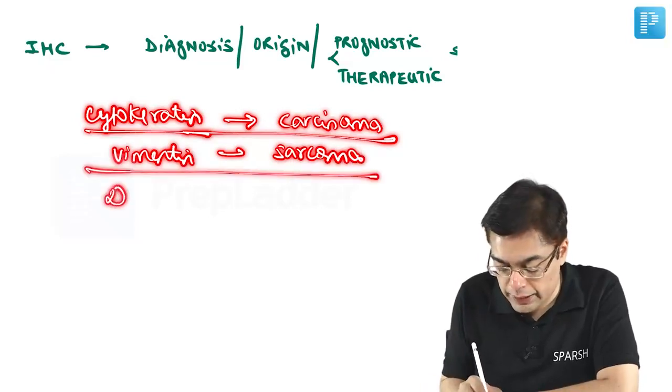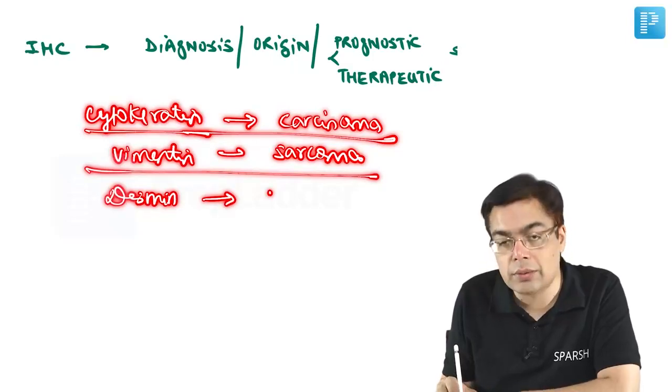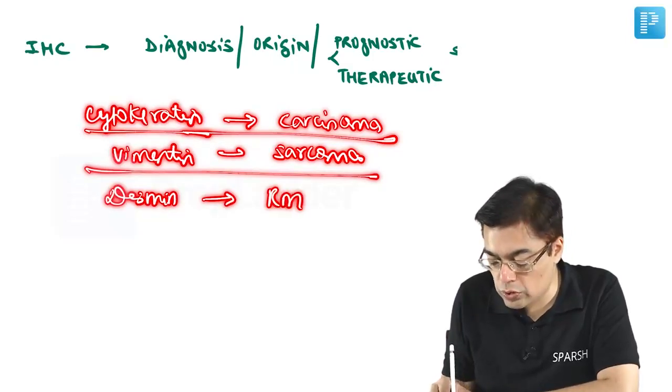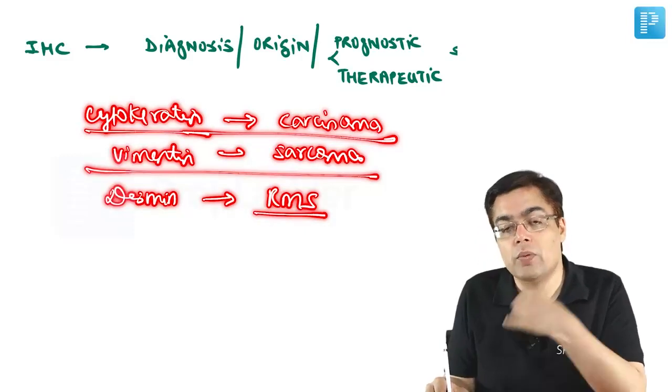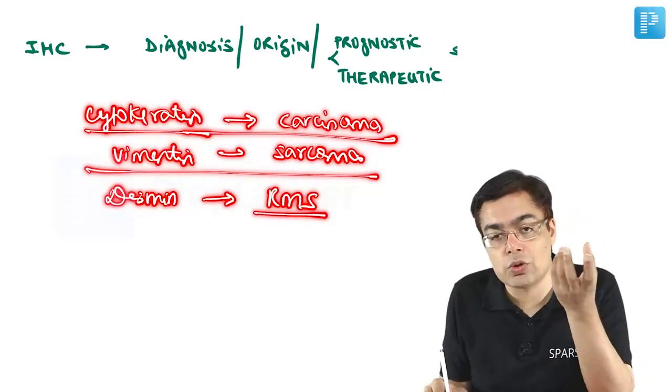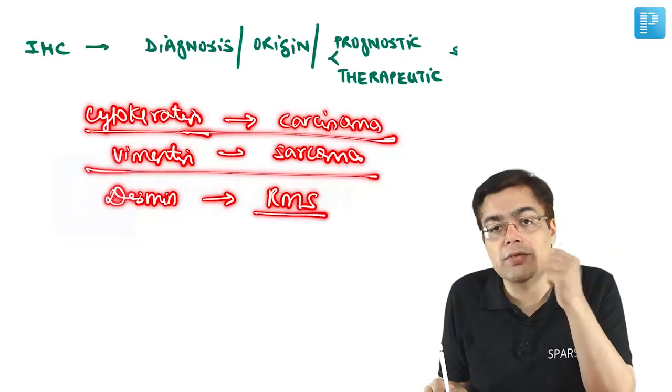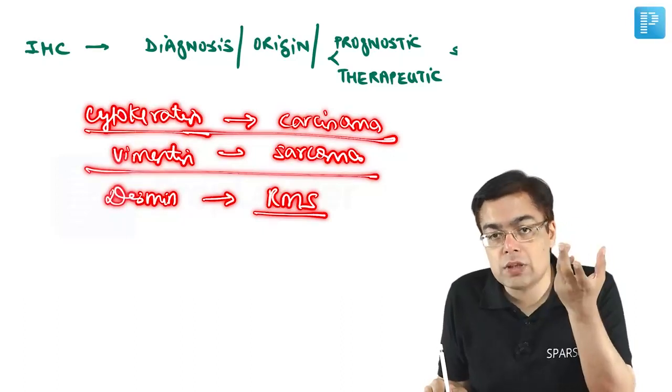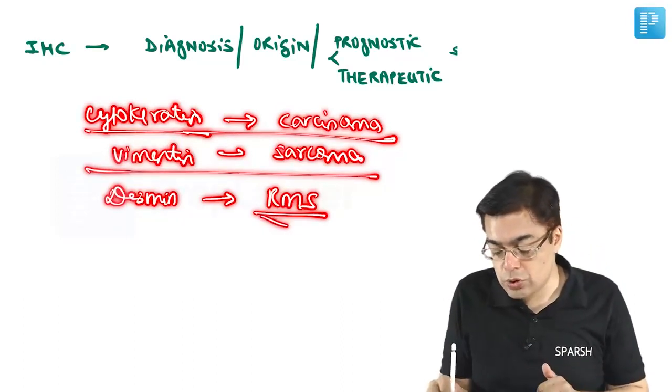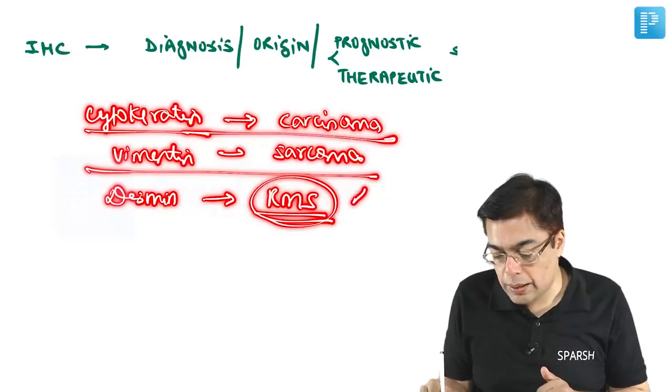If I am talking about something like desmin, which was asked in the exam as well, desmin is going to be talking about a muscle tumor. So they give you a question on rhabdomyosarcoma. In fact, the question was that there was a child having an orbital mass. The biopsy was done and they did find the presence of desmin, so suggestive of a rhabdomyosarcoma.